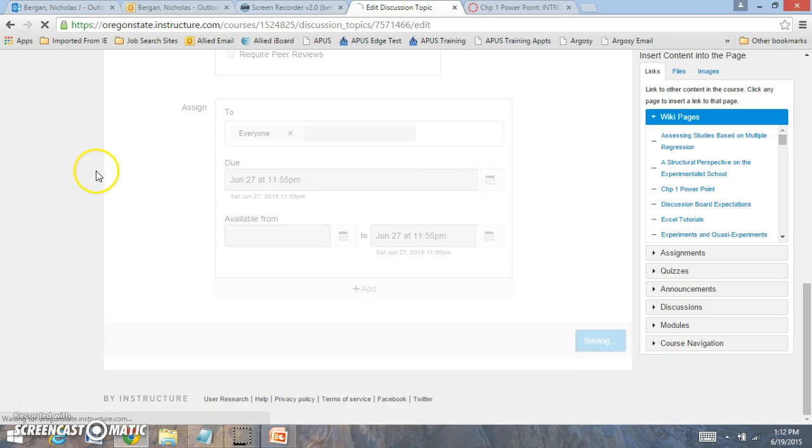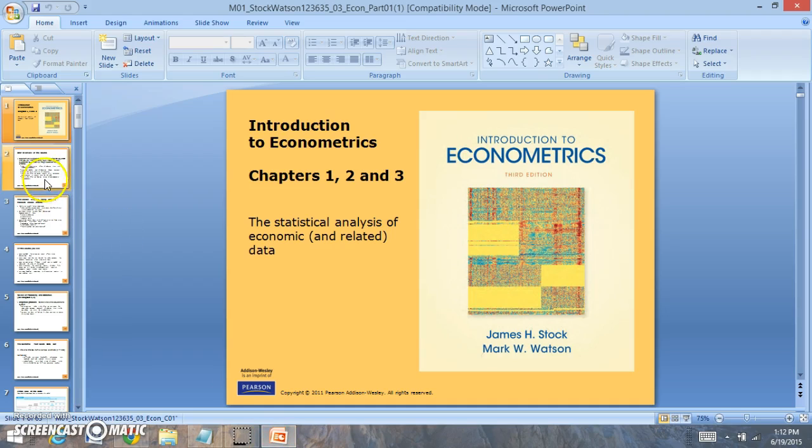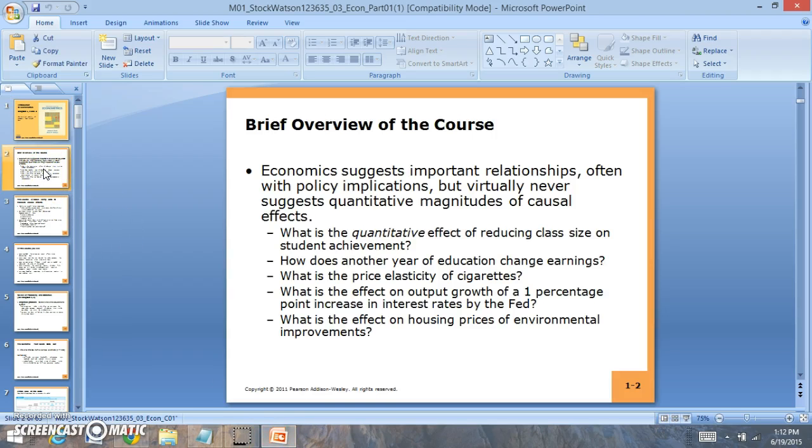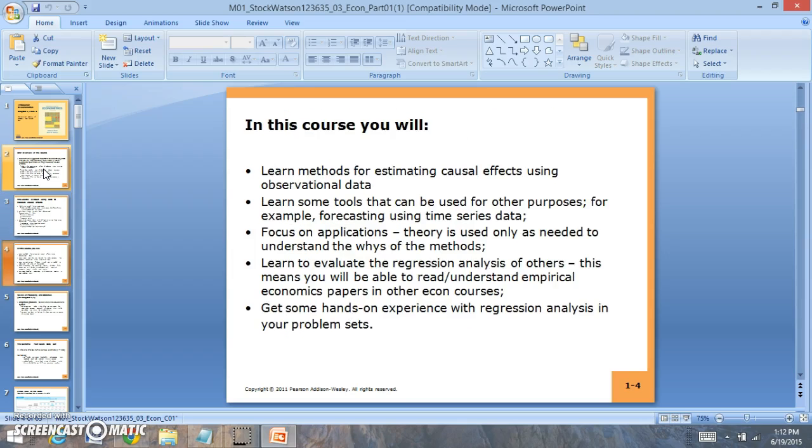Okay, so let's see, what are we going to be covering this week? If you click on the PowerPoint, it comes over to chapters 1, 2, and 3. So we're looking at quantitative effects and how we can evaluate those quantitative effects. You'll notice this course is going to be dealing a lot about data and measuring causal effects, I should say. We like to set up experiments. We like to have observational data to analyze this information.